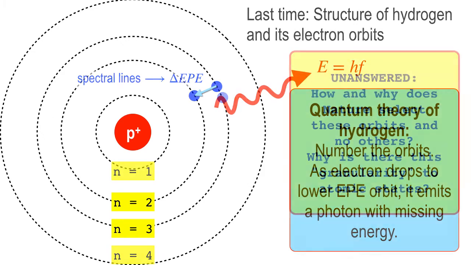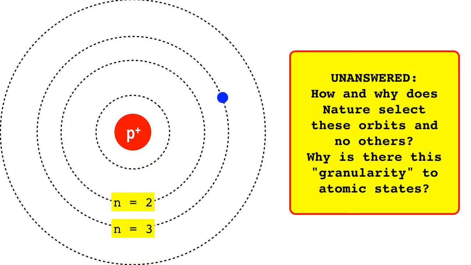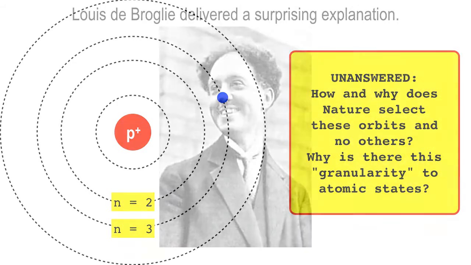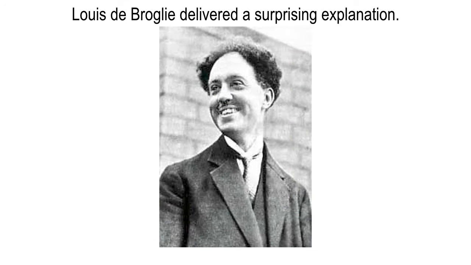Now, the unanswered question that people about 100 years ago or so were asking themselves is, well, this is nice, it's quantized, but why does nature quantize? What physical basis is there for quantization of energy levels in an atom? And the guy that figured that out is Louis de Broglie. His explanation was simply this: why not treat an electron as if it's a wave?